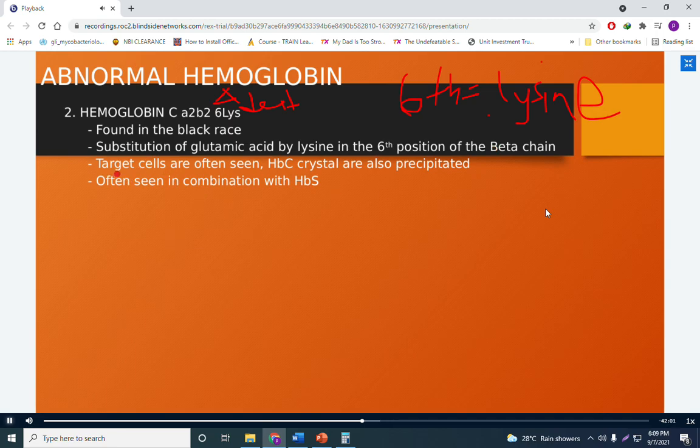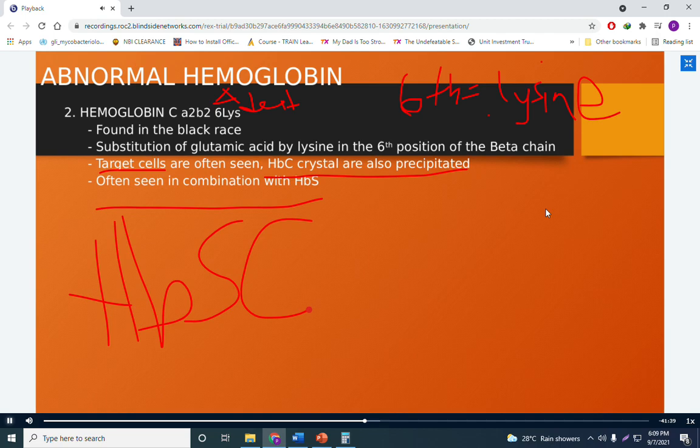Then target cells class. This is the hallmark class sa hemoglobin C nyo. Target cells are often seen. Then hemoglobin C crystals are also precipitated. Often seen in combination with hemoglobin S. So kaya niyang mag-combine with hemoglobin S, producing what you call hemoglobin SC.